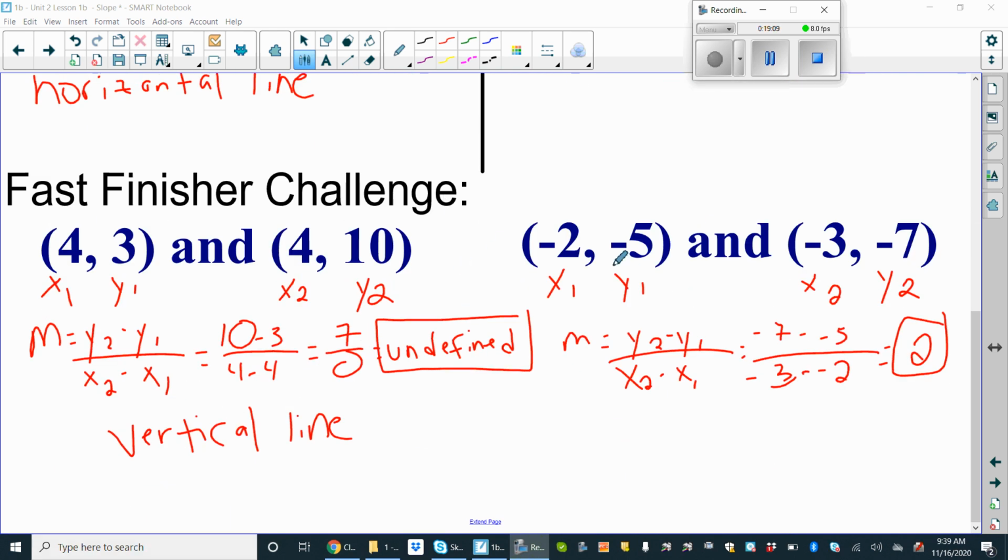And for the last one, we have negative 2 is x1, negative 5 is y1, negative 3 is x2, and negative 7 is y2. When you substitute into the equation, you have negative 7 minus a negative 5, and then you have negative 3 minus a negative 2. When you type that into the calculator, you get a slope of 2. Okay, let's go on to the next slide.